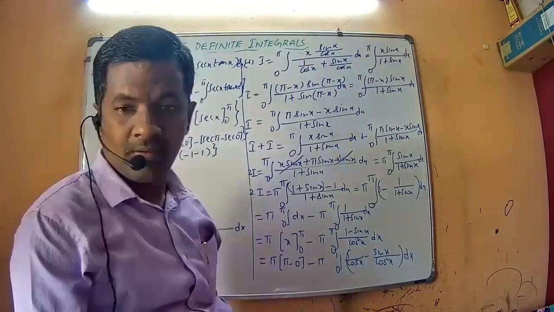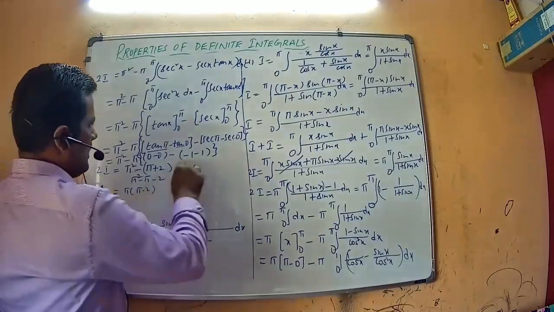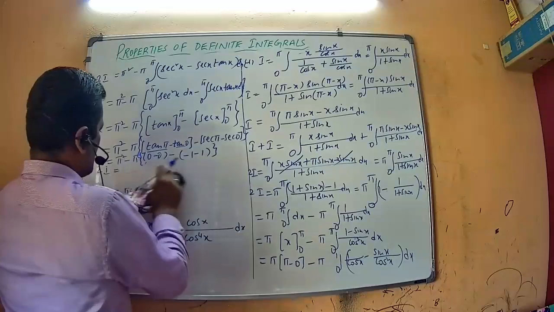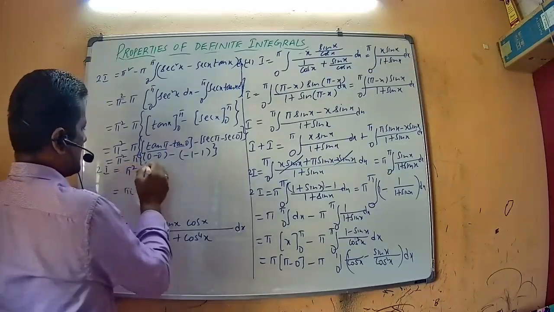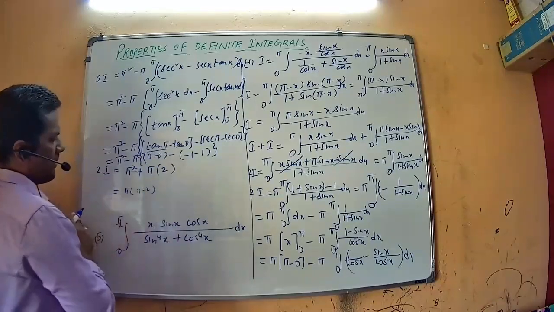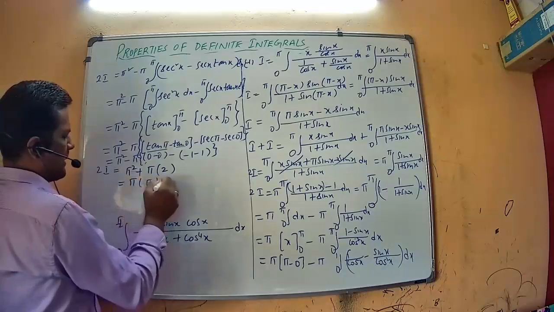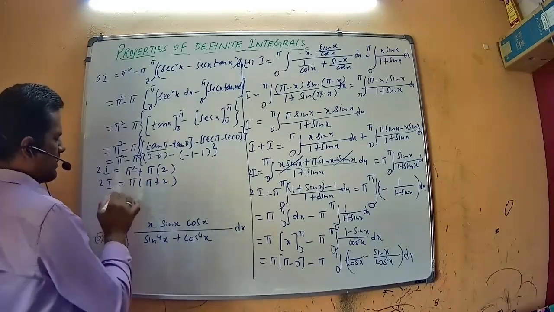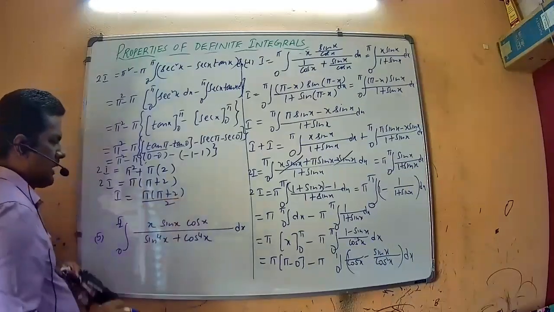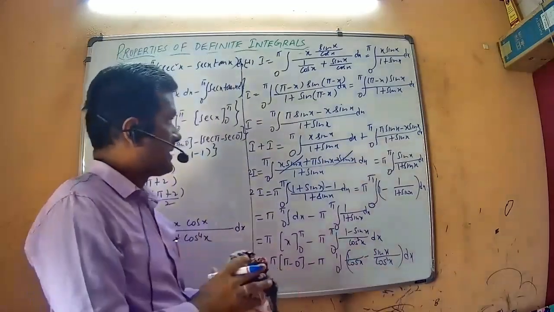Coming to the final step. Right, here if you observe, I'll write one more step here. This is pi square plus 2 pi. If you take pi common, pi into pi plus 2. 2I is equal to pi into pi plus 2. So I is equal to pi into pi plus 2 by 2. This is the solution for this given integral.